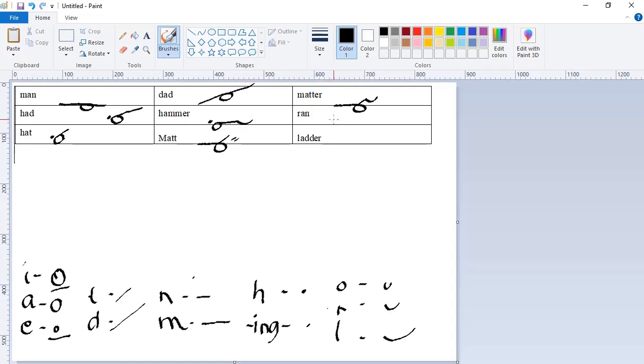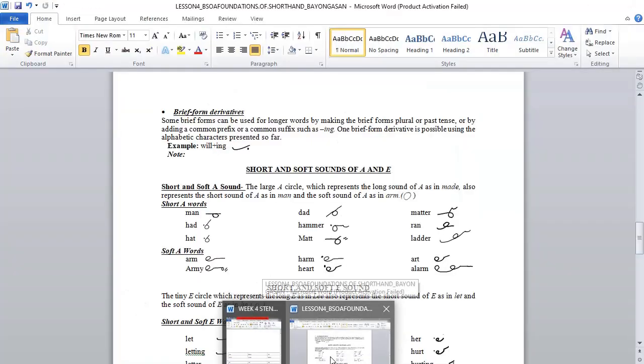Matter. Run. We have r, a, n. Run. Ulitin natin. R, a, n. Run. Ladder. We have l, a, d, r. Ladder. Medyo mabilis po ba? Anyway, I know, medyo nasasanay na rin kayo. Madali na lang yan, right? Now, kung medyo mabilis po ako, pakiulit na lang dun sa mga sinusulat ko. Dun sa part na pinagsulatan ko nung hindi nyo nakuha na strokes, okay? So, now, next, let's move on.